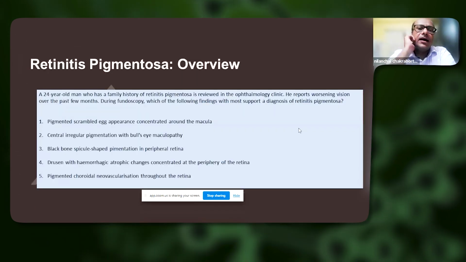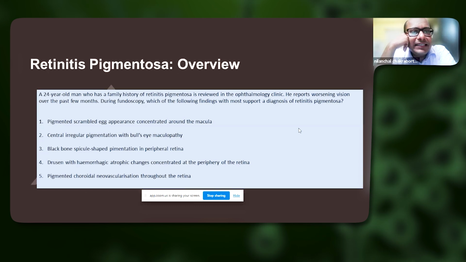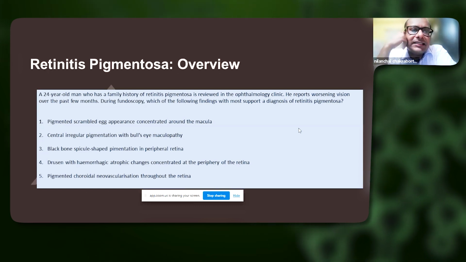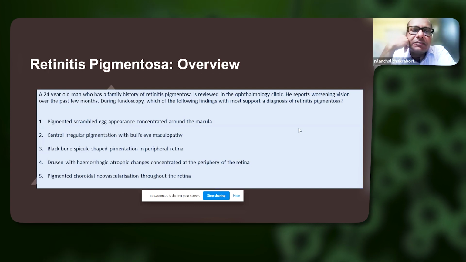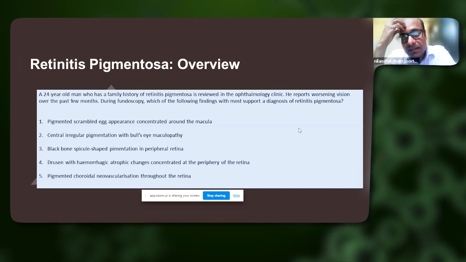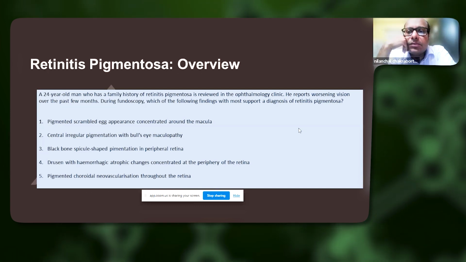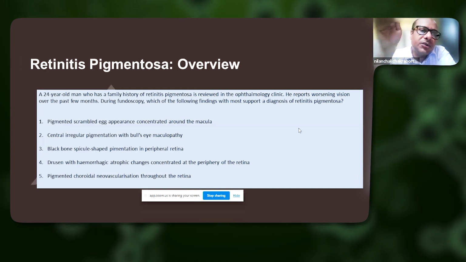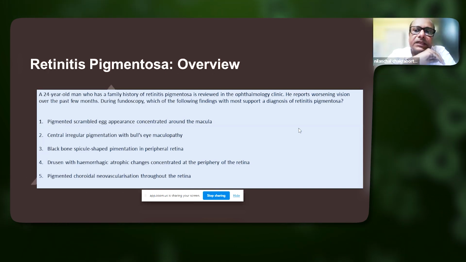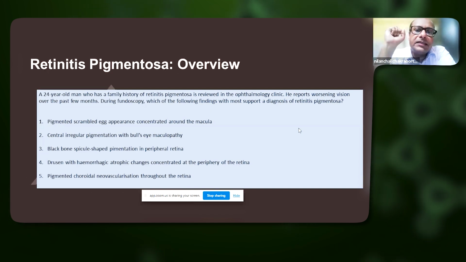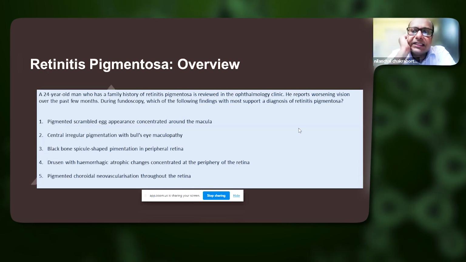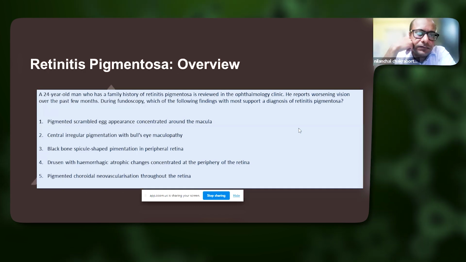Other than that, the other high topic is retinitis pigmentosa, where the history may come like this. A 24-year-old young gentleman with a family history of retinitis pigmentosa is reviewed in the ophthalmology clinic. He reports worsening of vision over a few months, so gradual onset of loss of vision. And what will be your fundoscopic finding, which is most important to diagnose retinitis pigmentosa?